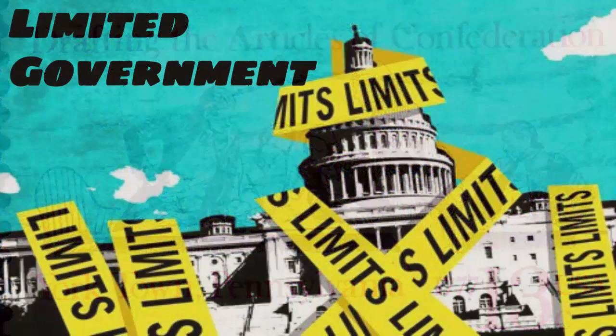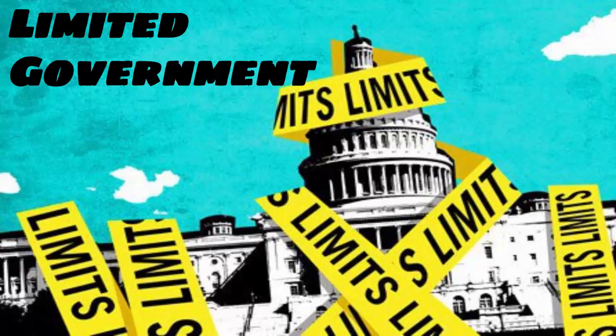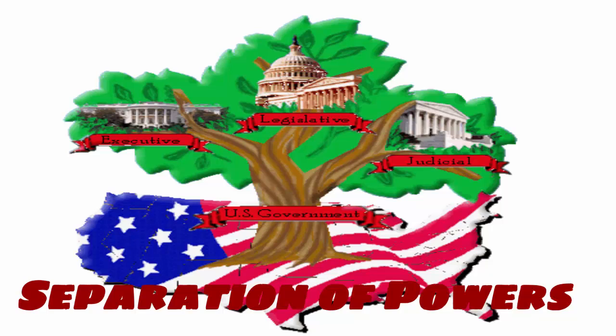But those fears that the former colonists still had about a too powerful government still existed. And the limited government is reflected in powers that are denied to the various branches of the government throughout the earlier articles of the Constitution. Limited government also reflects the idea that we believe that no person, including the President of the United States, is above the law. So how do we make sure that the limited powers of government are enforced?